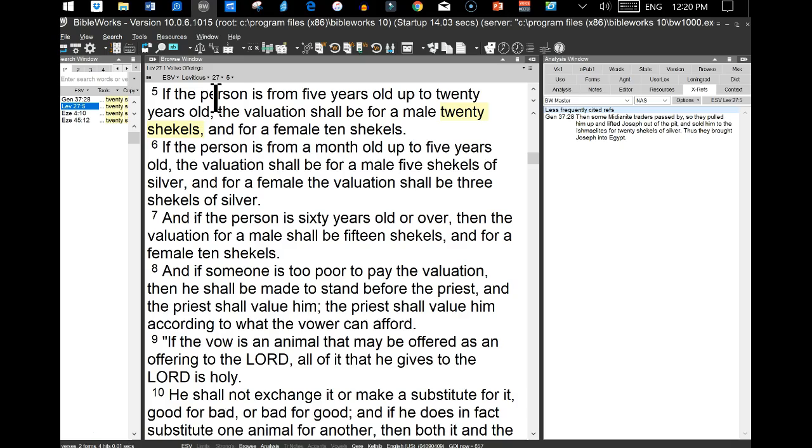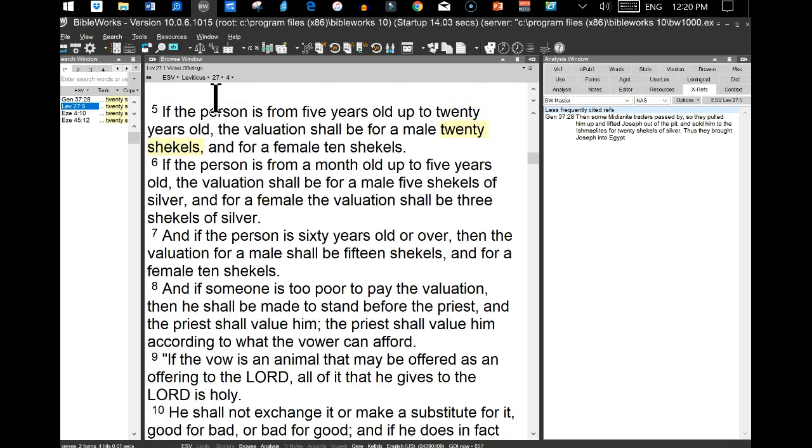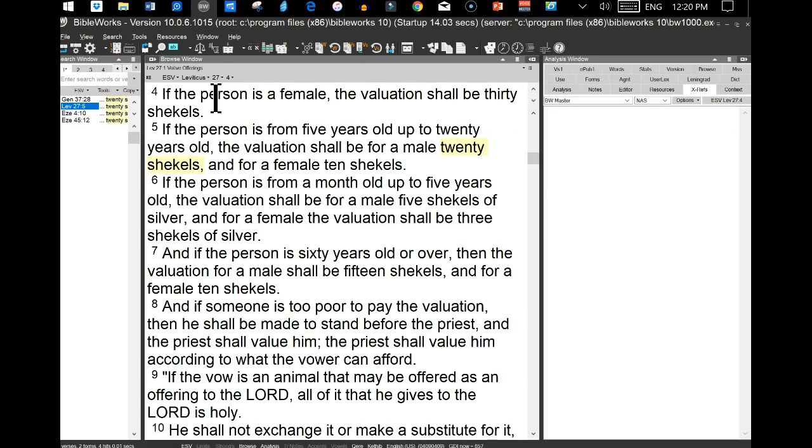All right? Now, if you're a woman, this is going to offend you a little bit, but hang on. This is going to a good place. If the person is a female, the valuation is 30 shekels. If we read this whole chapter, it's the same price for a slave. So what's the going rate for an adult man 20 years old to 50 years old? 50. What's the going rate for a woman that same age? 30. And how much do they give for Jesus? 30. Why do they give 30?